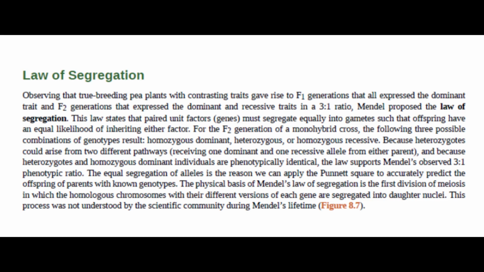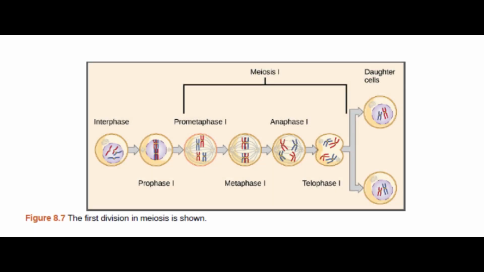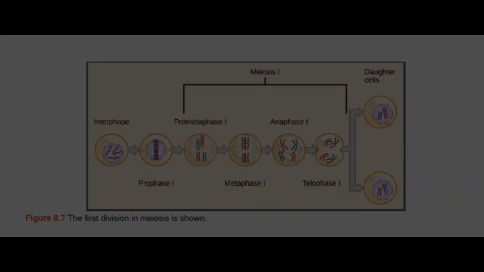parents with known genotypes. The physical basis of Mendel's law of segregation is the first division of meiosis, in which the homologous chromosomes with their different versions of each gene are segregated into daughter nuclei. This process was not understood by the scientific community during Mendel's lifetime. Figure 8.7. The first division in meiosis is shown.